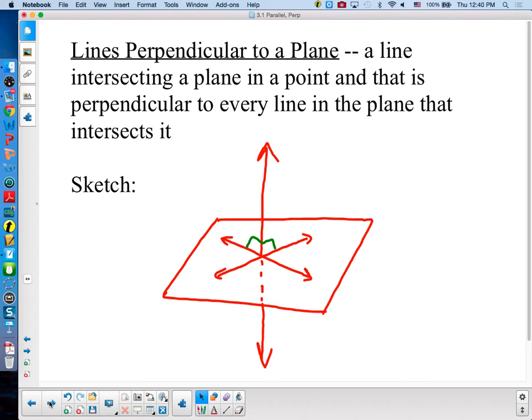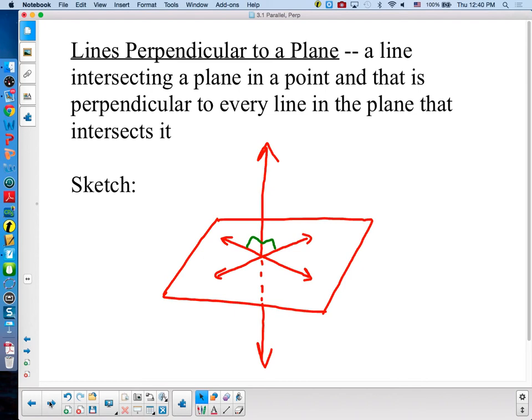If I tip it this way, from one angle you can tell it's not making a 90-degree angle. From another angle, I don't know, maybe it's not so obvious that that's not 90. So it has to be making a 90-degree angle from every side in order to be perpendicular to the plane.